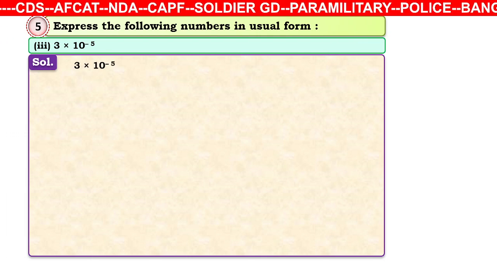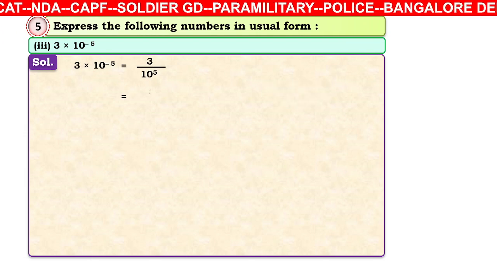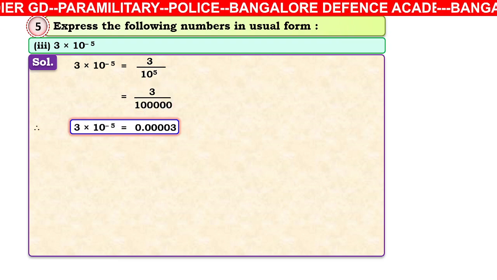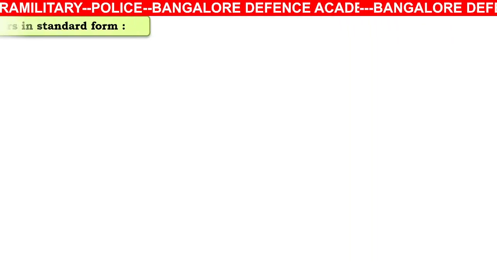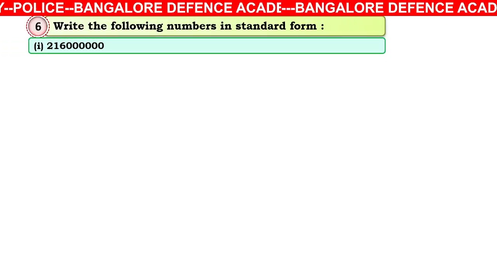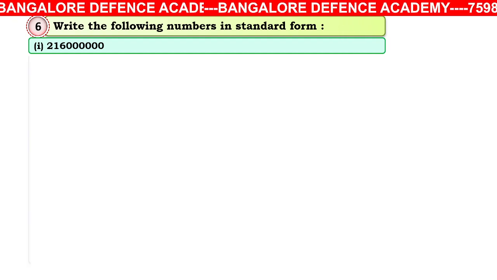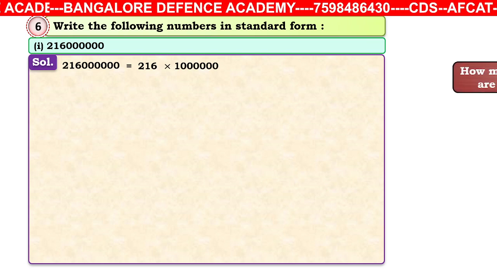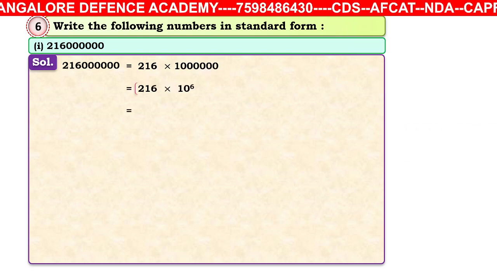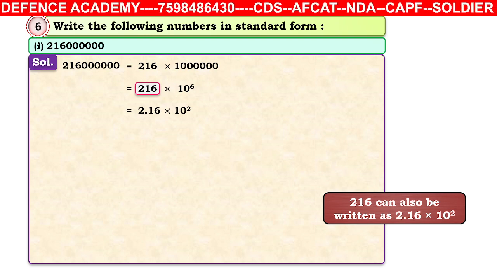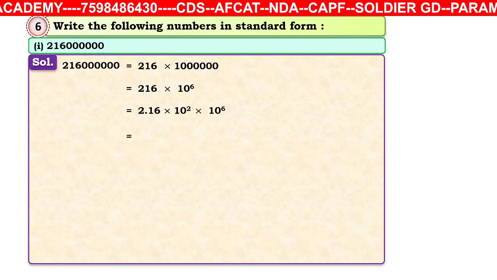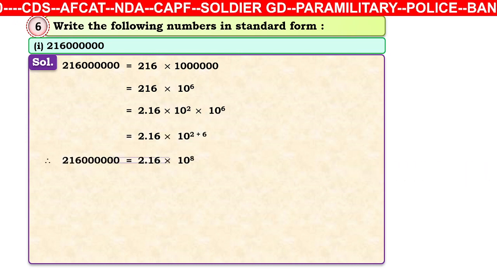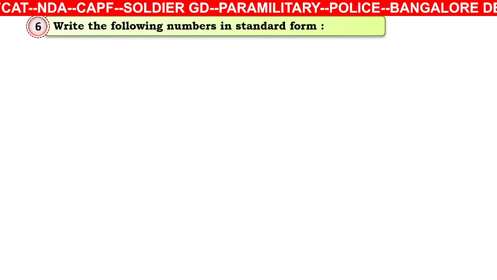So you can write 3 divided by 10 to the power of 5. Okay, and that many zeros after the point. So you can write 0.00003. Okay, that's it. You have to count the number of zeros and you have to write the number. Next, 216, count the number of zeros and you can just take it to the power. So 216, this is equal to 10 to the power of 6. 216 can also be written as 2.16 into 10 to the power of 2 into 10 to the power of 6. This becomes 10 to the power of 8. So 2.16 into 10 to the power of 8.